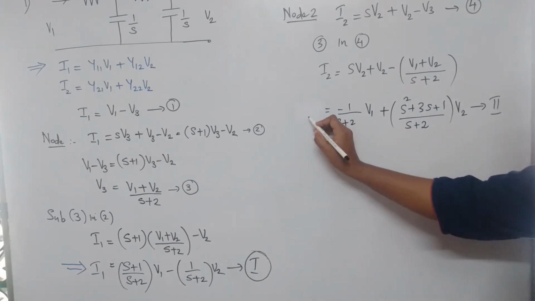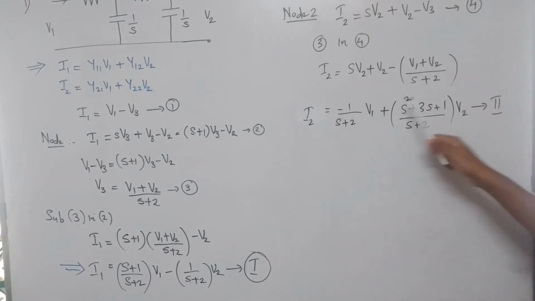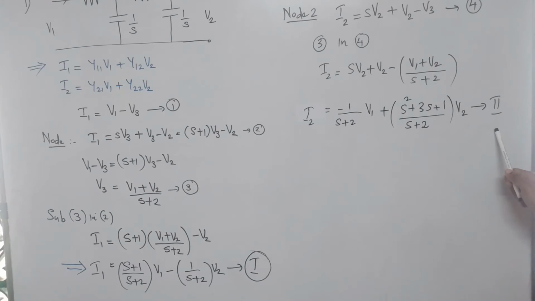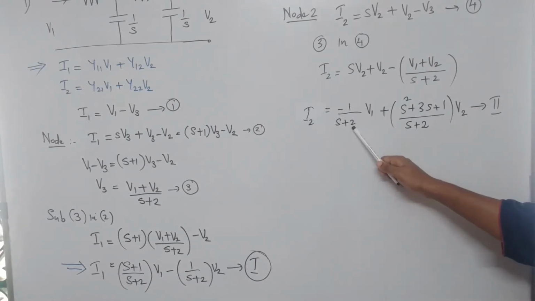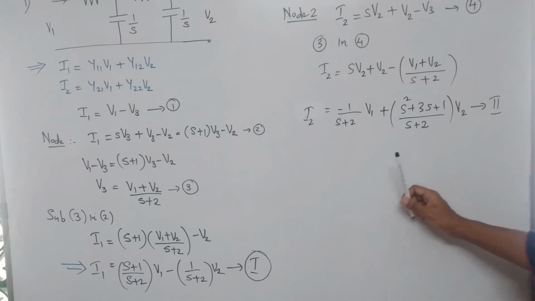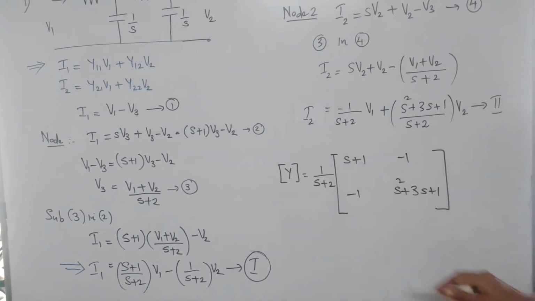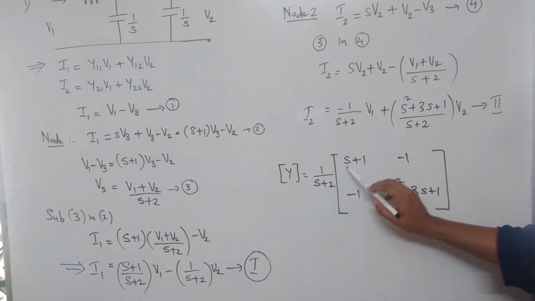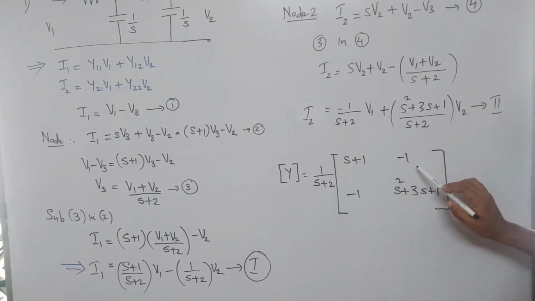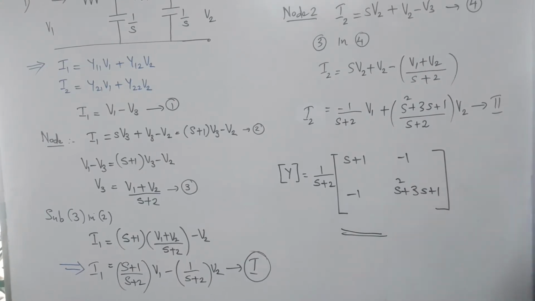This is I2. Thus we got I2 also in terms of V1 and V2. Comparing with the standard equation, this is Y21 and this is Y22. Thus we can write matrix Y equal to 1 by S plus 2 into [S plus 1, minus 1; minus 1, S square plus 3S plus 1].